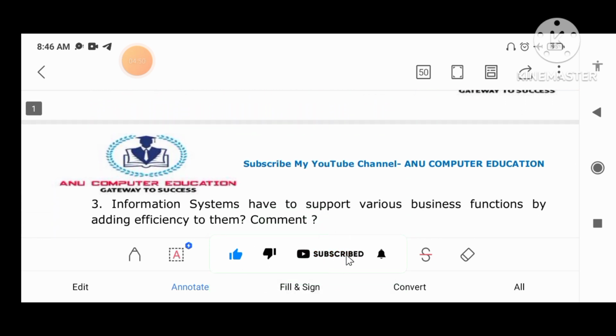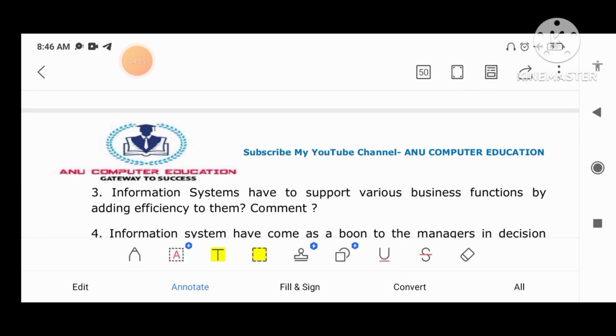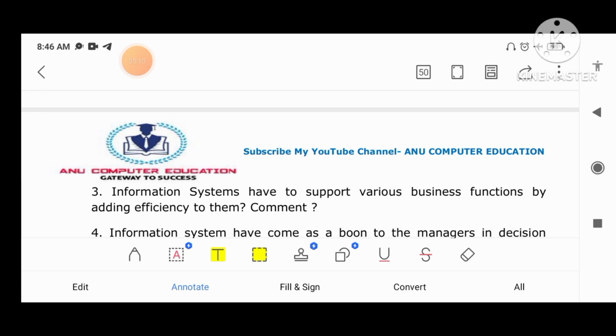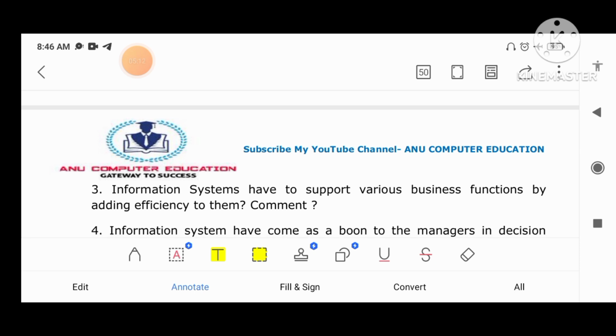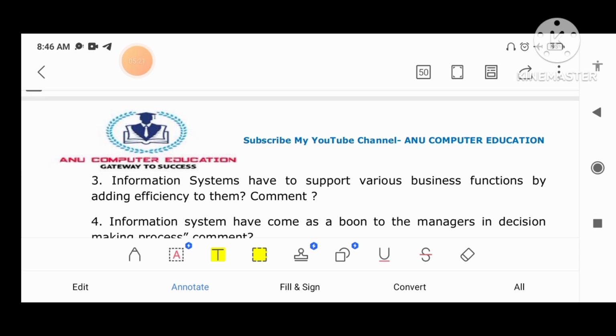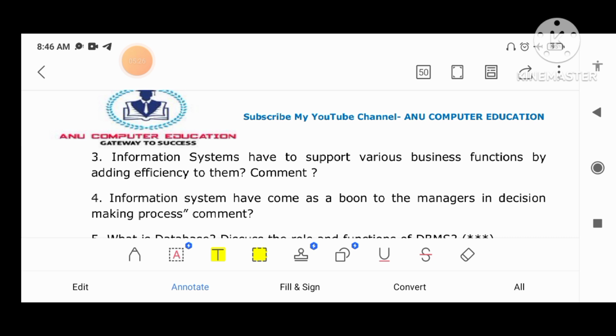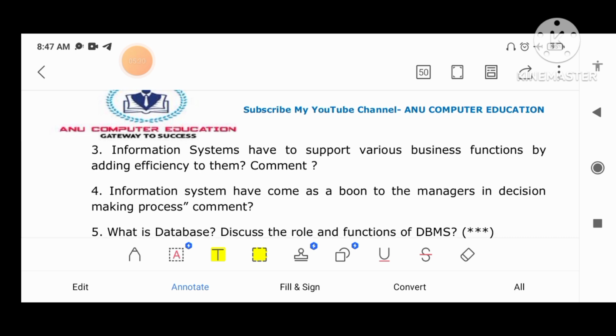Next, information systems have to support various business functions. So you know already, when we are running a business, in every business we will be having different types of groups, like departments: finance, HR, marketing. So how they are exchanging information in the organization, in what way the information system will be useful, that you have to explain. So how the managers are using information systems, how they are taking the decisions in the organization, you have to make a comment.